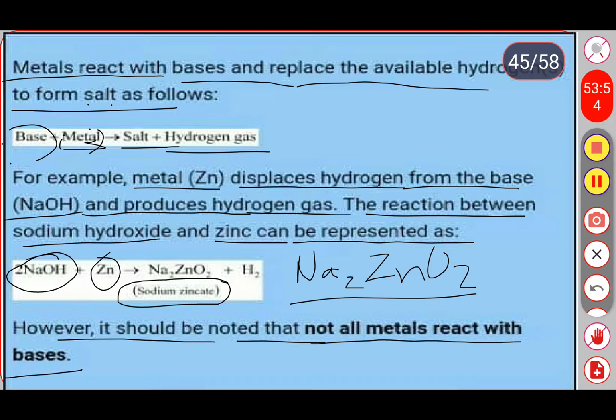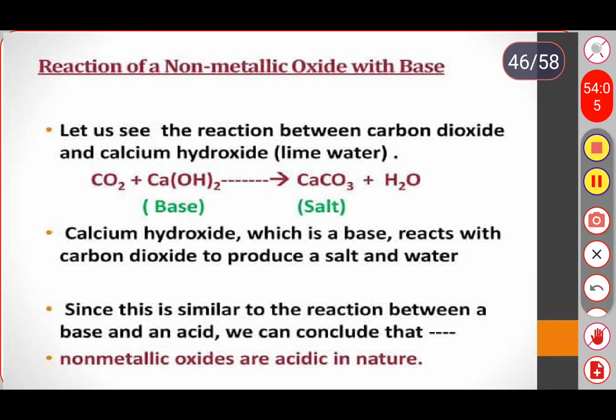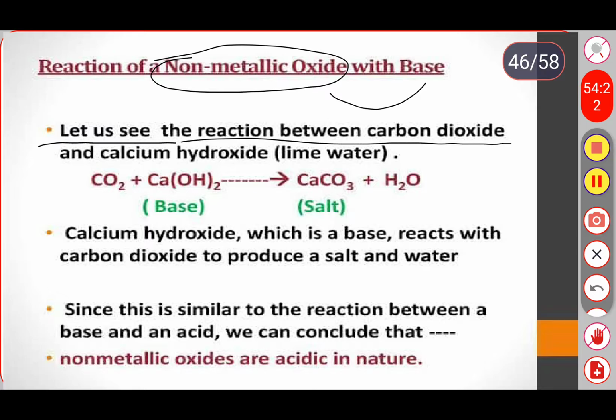Okay, so this is the third type of reaction: the reaction of bases with non-metallic oxides. What happens when bases react with non-metallic oxides? Let us see the reaction between carbon dioxide and calcium hydroxide. Calcium hydroxide means lime water. The molecular formula of calcium hydroxide, lime water, is Ca(OH)2.